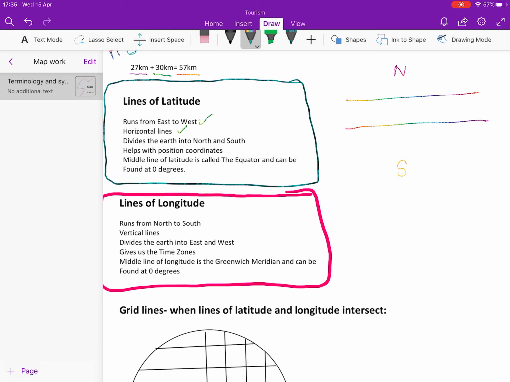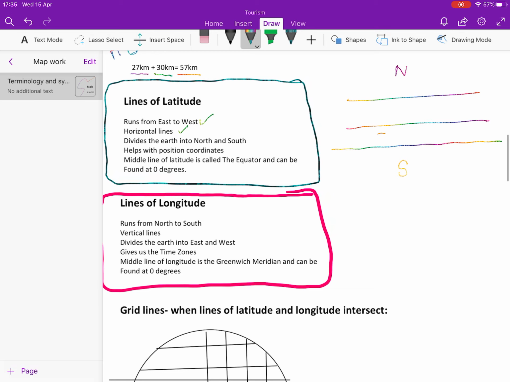Okay, lines of latitude help us with position coordinates. So position coordinates come in with both lines of latitude and lines of longitude working together. And then our middle line of latitude, if we look at the Earth, is called the equator. This equator can be found at 0 degrees. So if we move up from the equator, we are moving north. If we move down from the equator, we'll be moving south.